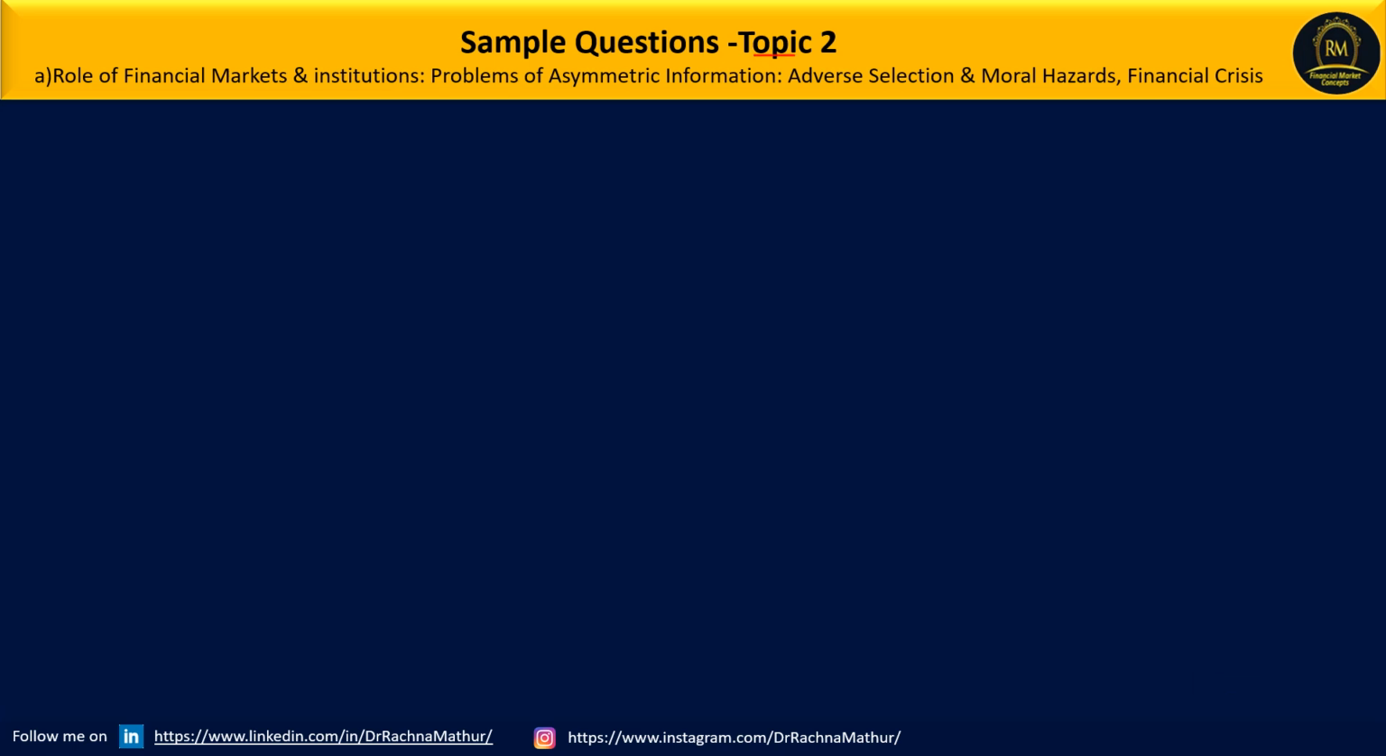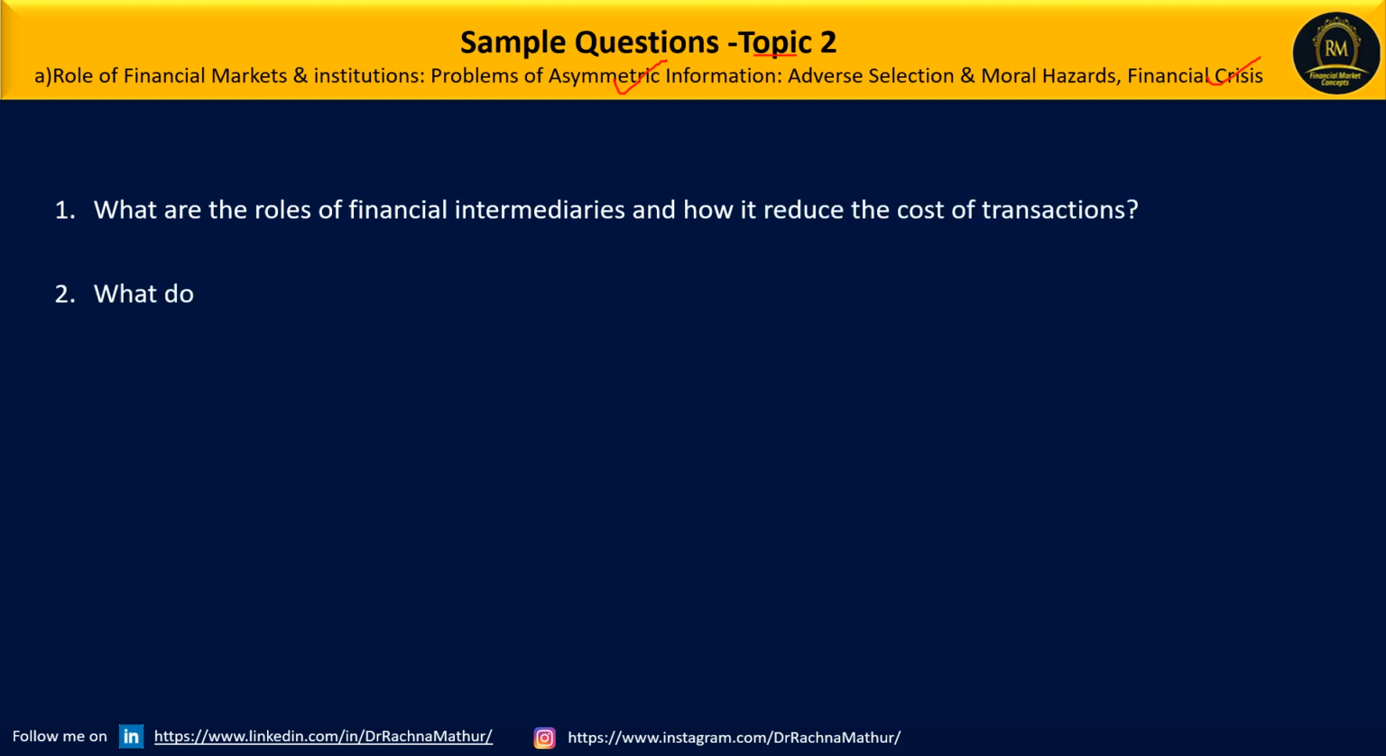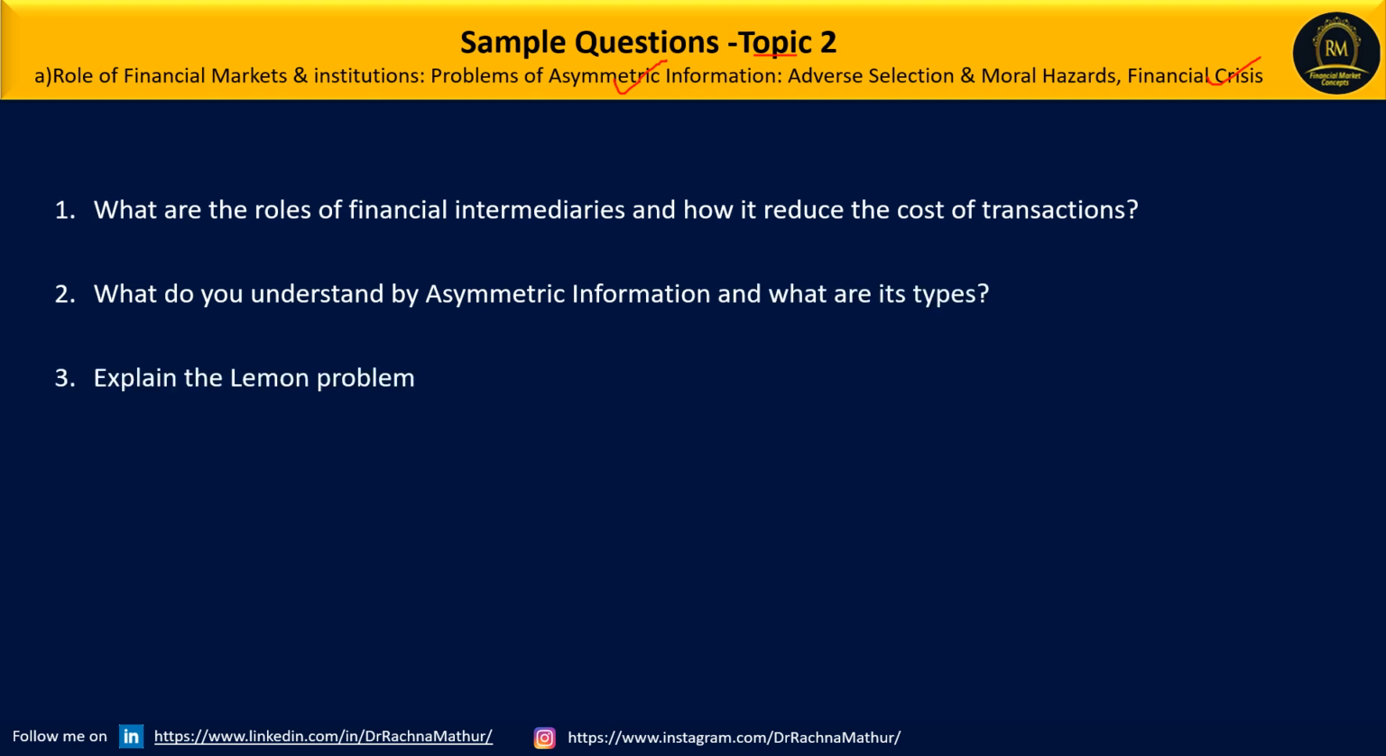So in topic 2, first we will start with asymmetric information and its type leading to financial crisis. So let's find out the important questions from here. What are the role of financial intermediaries and how it reduces the cost of transaction? What do you understand by asymmetric information and what are its types? Another important question, explain the lemons problem in the stock and bond market and how to solve it.